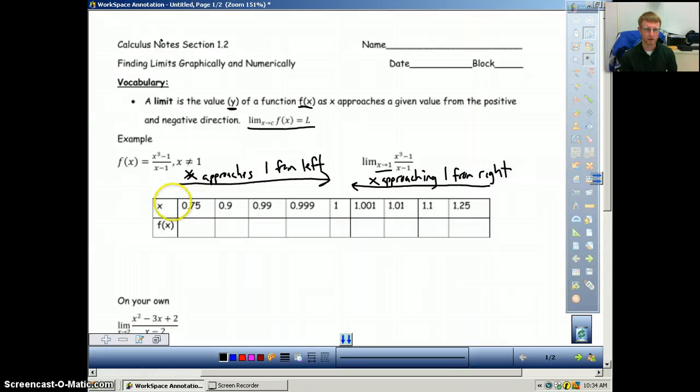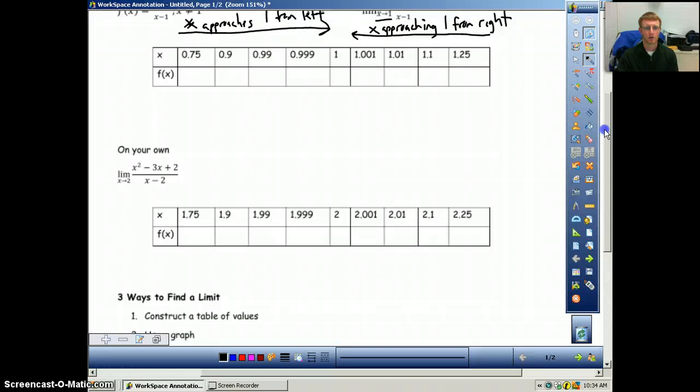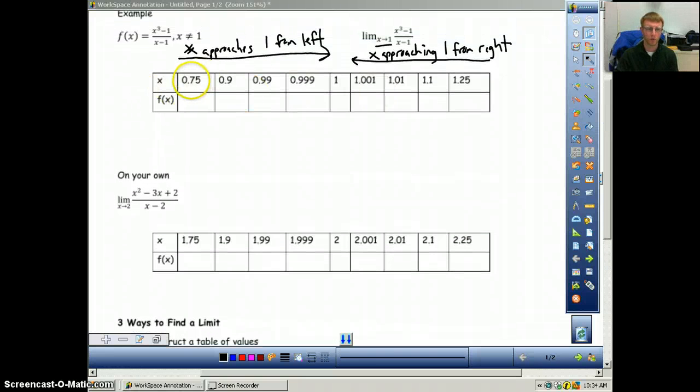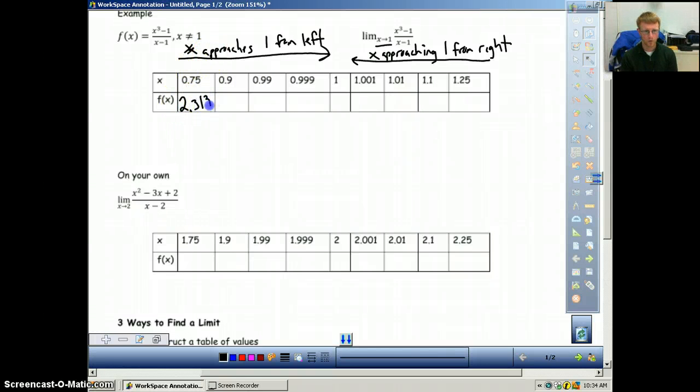So basically what we've done is we've created all of these values that will allow us to see what's happening as we get closer and closer to 1. This is starting a little bit further off, and you can see these numbers here are getting closer and closer to 1. If we were to plug these into the function, I've done that for you, these are the values we get: 2.313, 2.710, 2.970, and then 2.997. We don't know what this is because if we plugged 1 in, we wouldn't get a value.